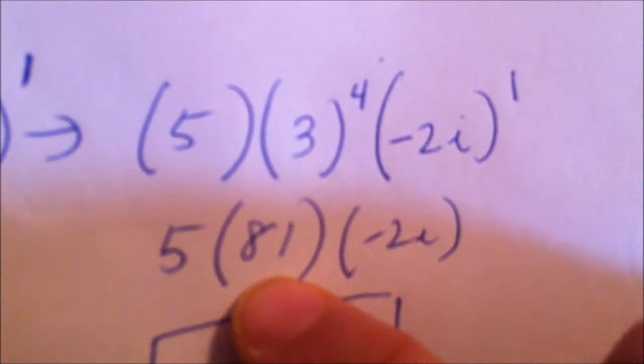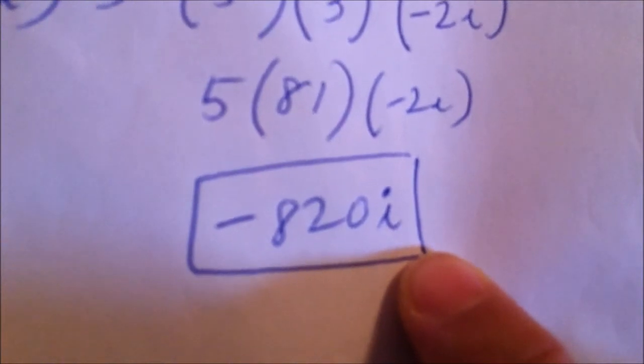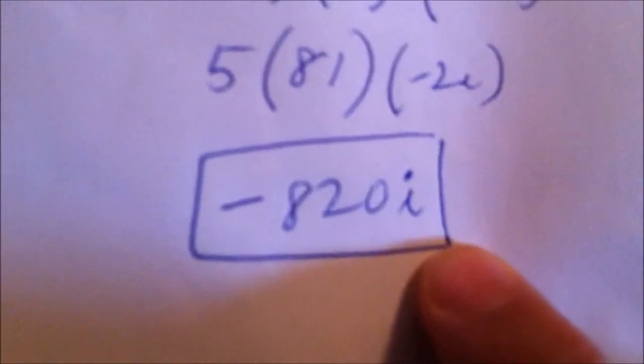3 to the fourth power is 81, and negative 2i to the first power is indeed negative 2i. Establish your coefficient is negative. 5 times 81 times 2 is 810, and the i comes along for the ride. So that is the second term in this expansion.